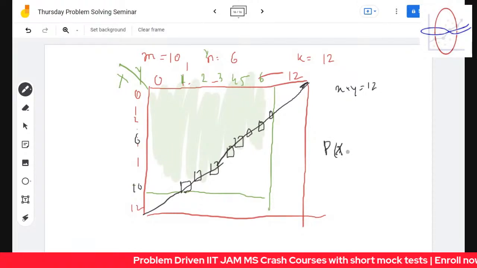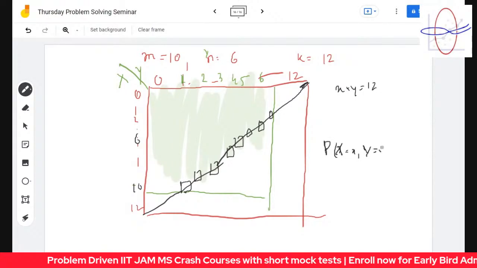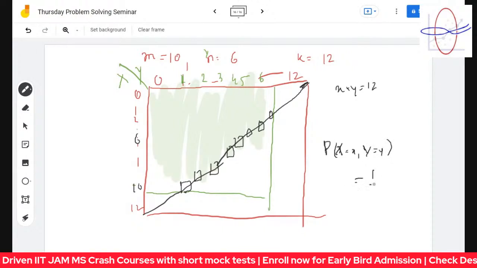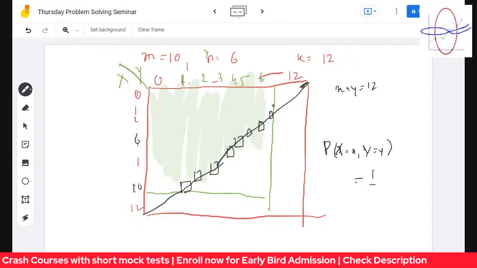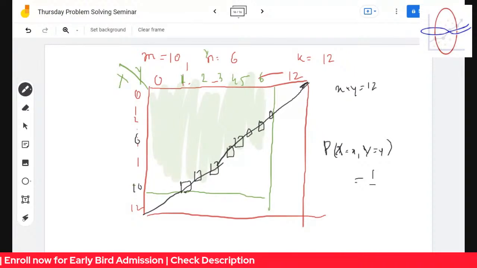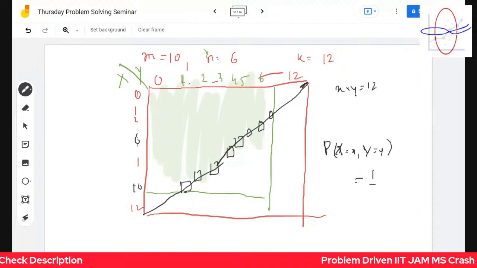In this case, the probability that x is equal to small x and y is equal to small y is what? 1 by how many such cases are there? Can someone count? How many such possible cases are there? It's very easy.